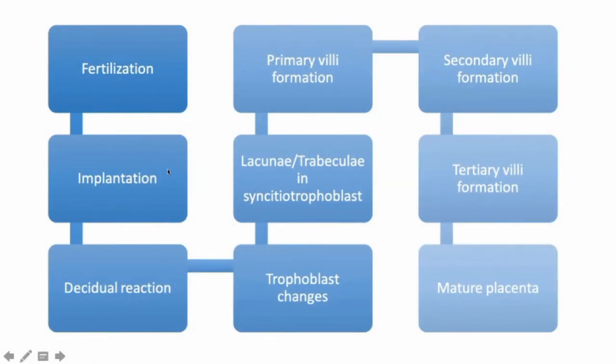So let me summarize the discussion. Followed by fertilization, there is implantation with decidual reaction. And then there are trophoblastic changes, formation of the lacunae and trabeculae in the syncytial trophoblast. Then primary, secondary, tertiary and terminal villi formation. And at last, we have the mature placenta, which now takes part in providing nourishment and nutrition to the developing fetus.